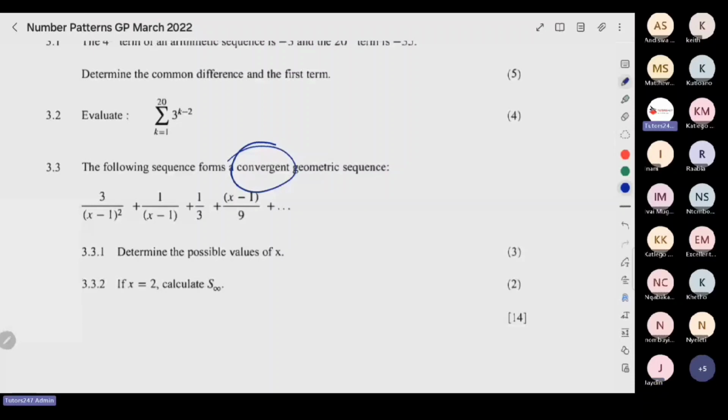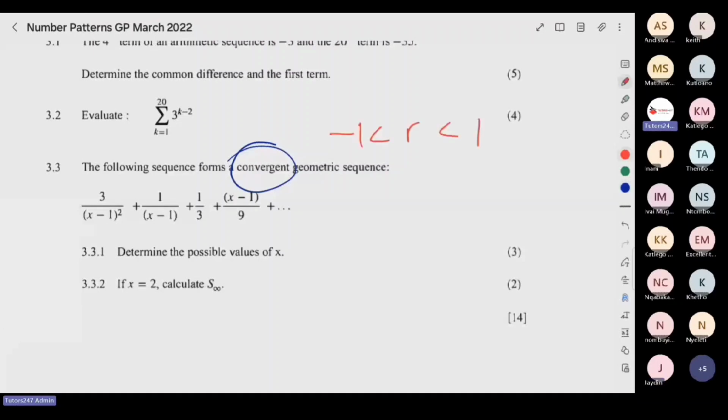That is correct. So when a sequence is convergent, your value of R, meaning your constant ratio, has to be bigger than -1 and smaller than +1. Meaning it can be -1/2, it can be +1/2, 1/3, whatever it is, as long as it is between -1 and +1. Okay, that is a convergent geometric sequence.